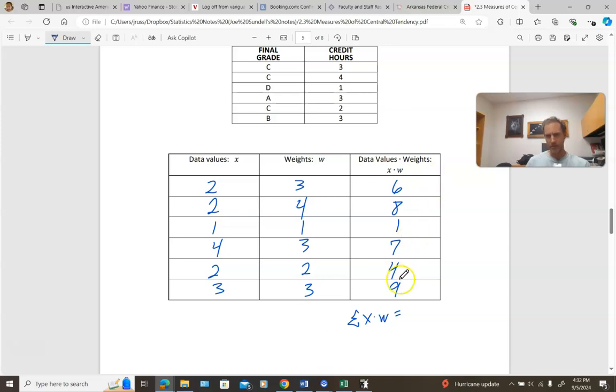We may be able to do this in our head. So 9 and 4, that's 13, and 7 would be 20, 21, 29, and then 35. So the sum of those products is 35. Now we're going to see what the sum of the weights is. So we would sum this column. So 3, 4, 1, that's 8. This would be 11, 12, 13, 14, 15, 16.